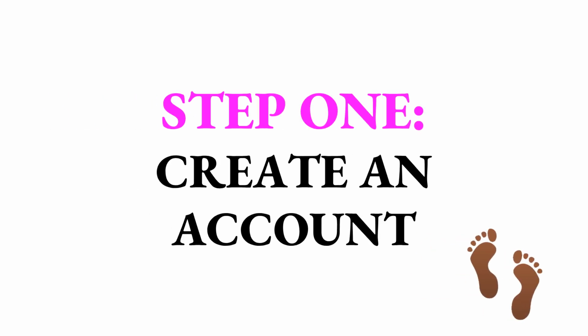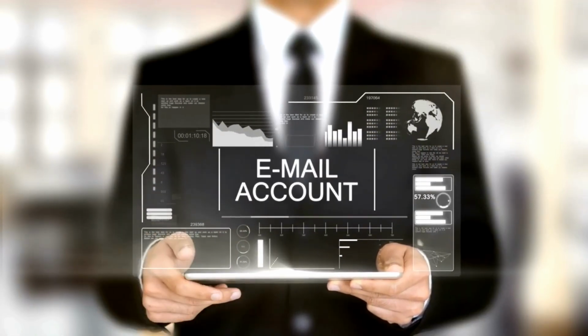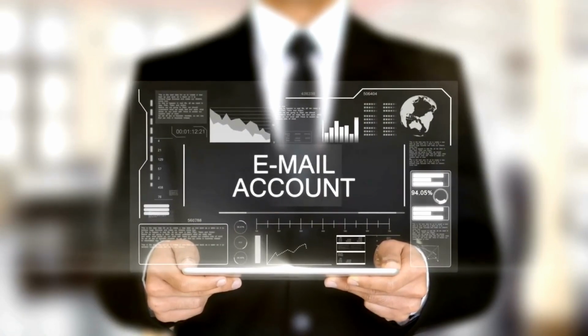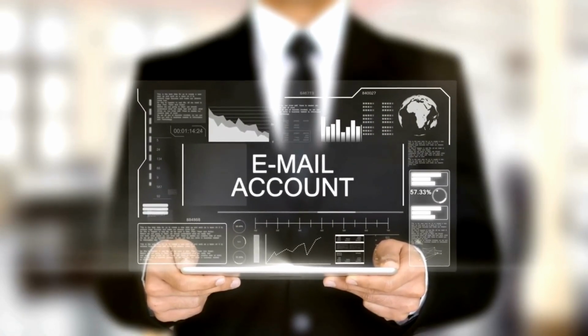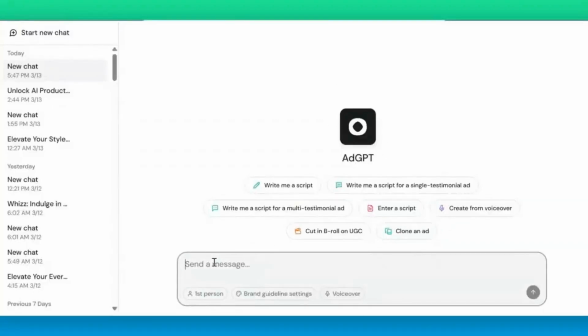Step 1. To create an account, click on the link to Icon's website in the description of this video and sign up with your email. There is no complicated setup. Step 2. Generate your ad script. Add your product description and Icon will create a compelling script based on this description.